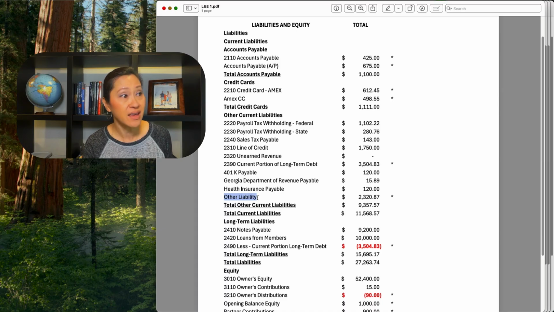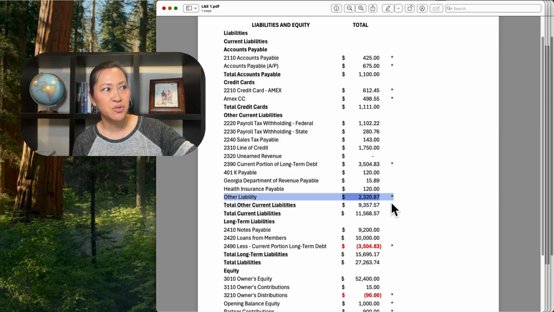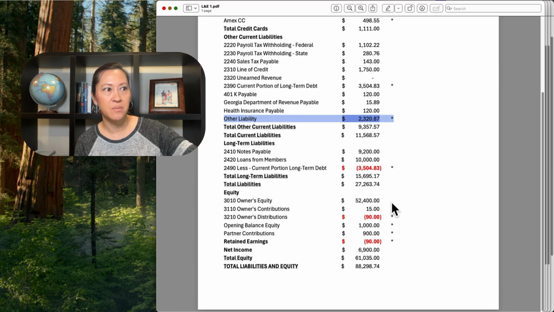If wages payable is under other liability, the fix is simple. Rename the account to something more specific. This makes it clear for anyone reviewing the balance sheet, especially a tax preparer, who would immediately ask, what is other liability? So clear, specific account names help prevent confusion and ensure the balance sheet accurately reflects what the company owes. Next, let's scroll down and look at long-term liabilities.